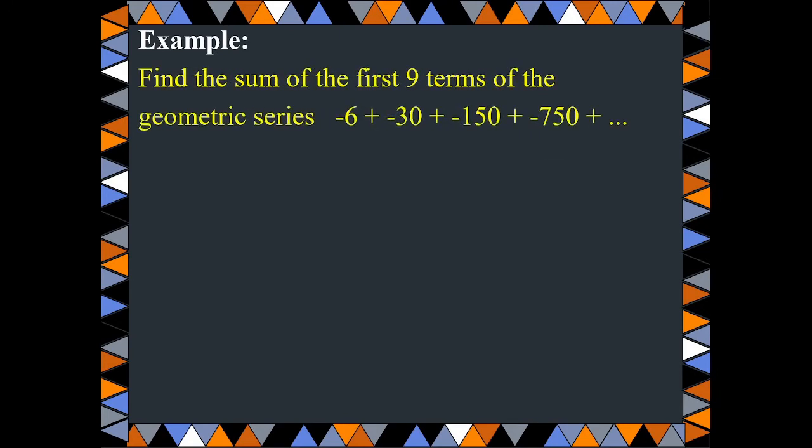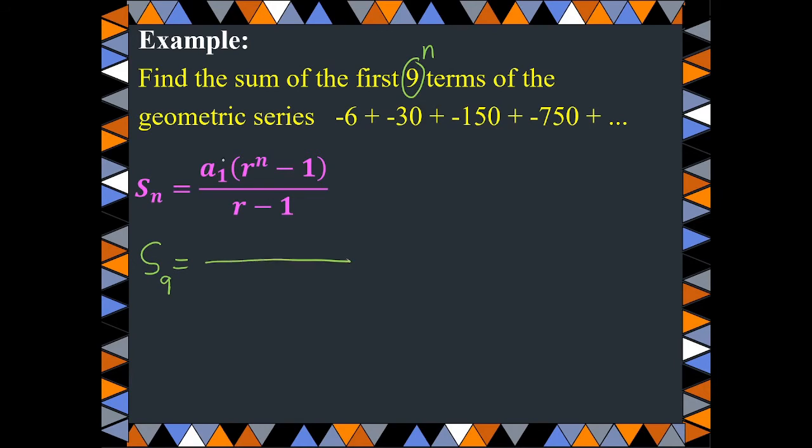Example number 3. Find the sum of the first 9 terms. Okay, let's identify. What is n equal to? 9. So this is n. So S sub 9. What is the first term in our given? Negative 6. What is the common ratio? 5. So you have negative 30 divided by negative 6. You will be getting positive 5 for that.